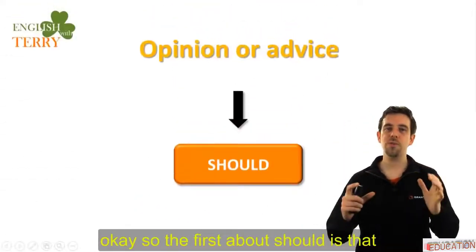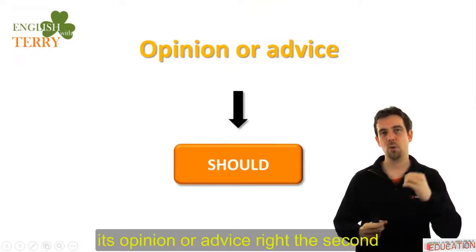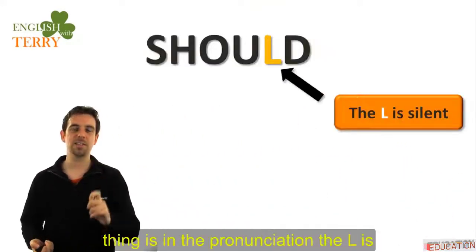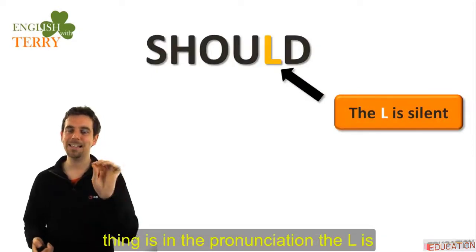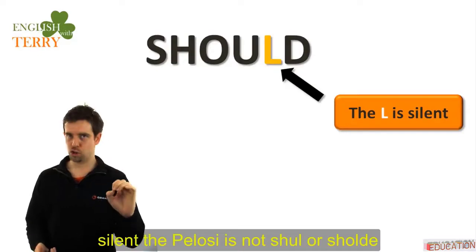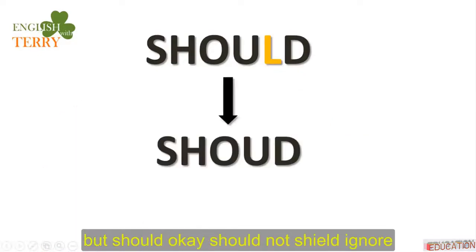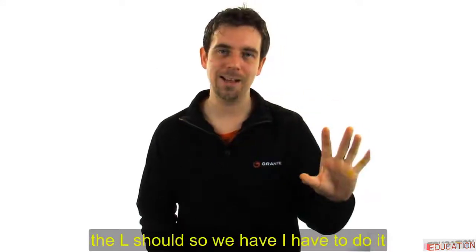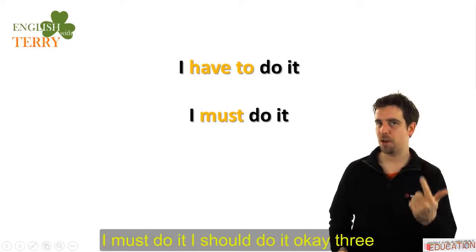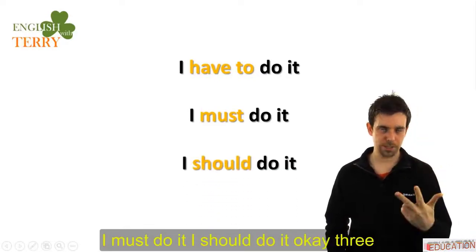Okay? So the first thing about should is that it's opinion or advice, right? The second thing is in the pronunciation, the L is silent. The pronunciation is not should, but should, okay? Should, ignore the L. So we have I have to do it, I must do it, I should do it, okay?